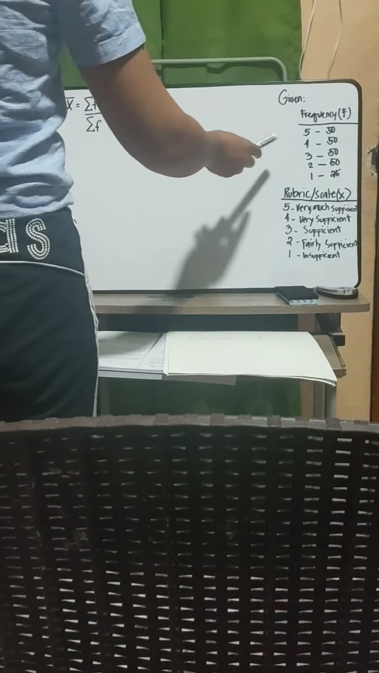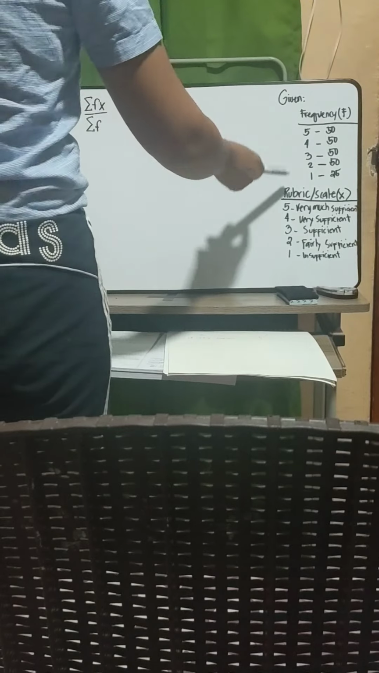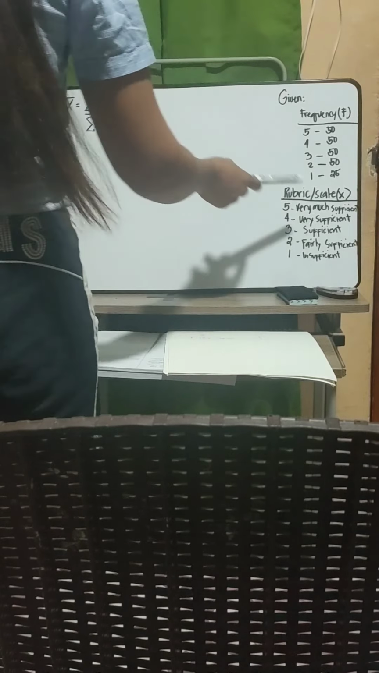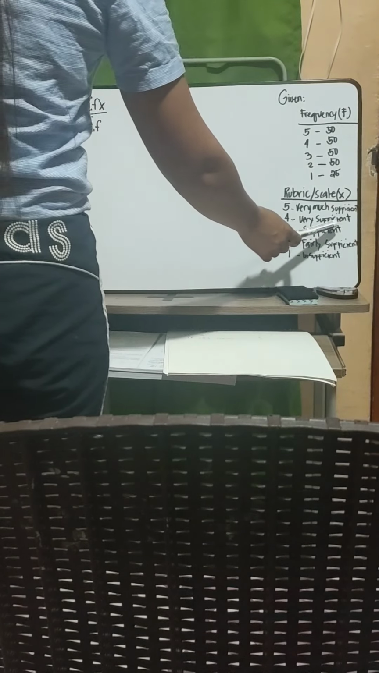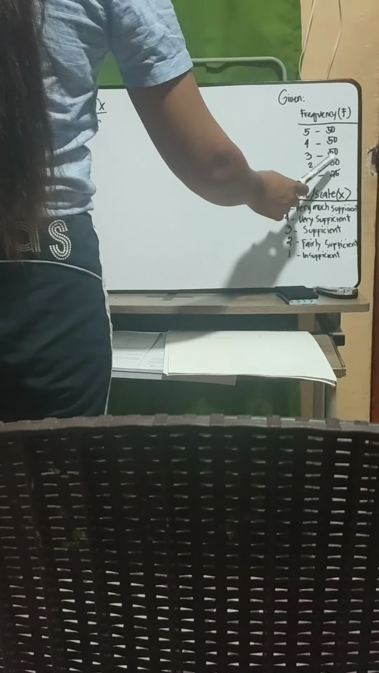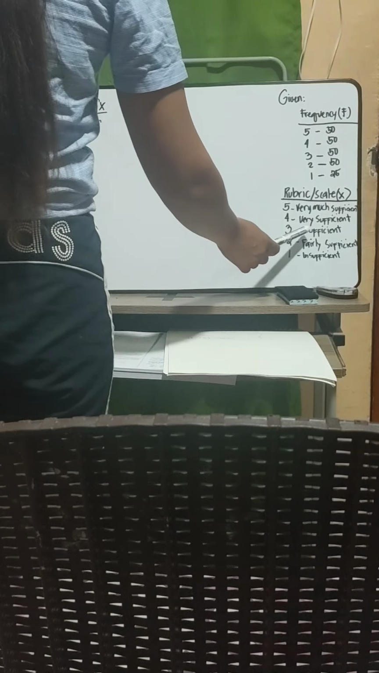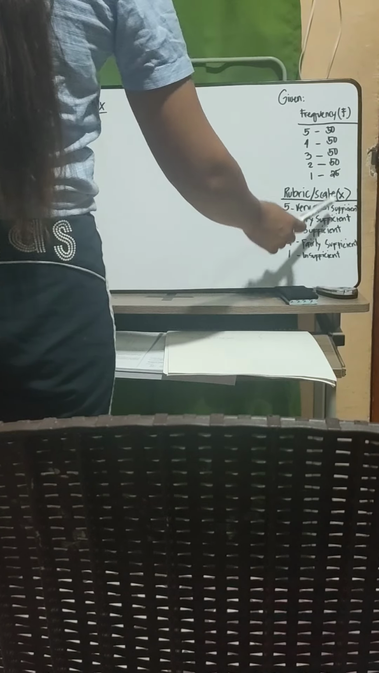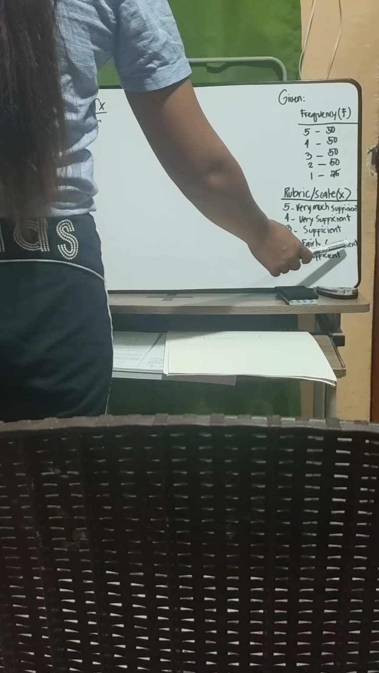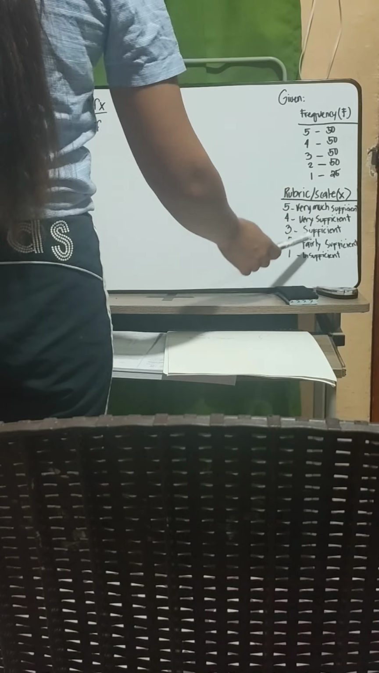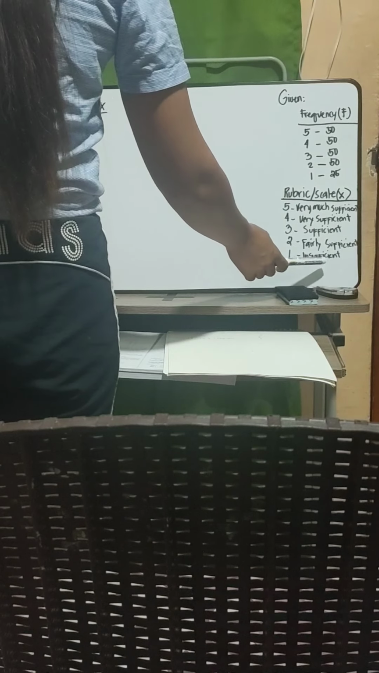Based on our result, we have 50 who voted 5, which is very much sufficient, and 50 who voted 4, which is very sufficient. We have 50 who voted 3, which is sufficient. We also have 50 who voted 2, which is fairly sufficient. And we have 25 who voted 1, which is insufficient.